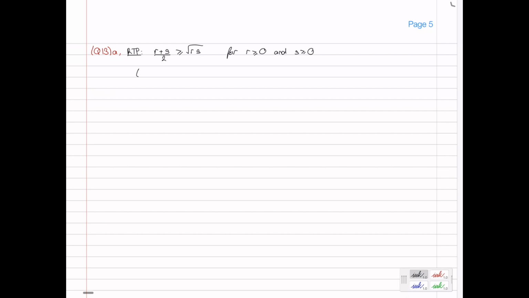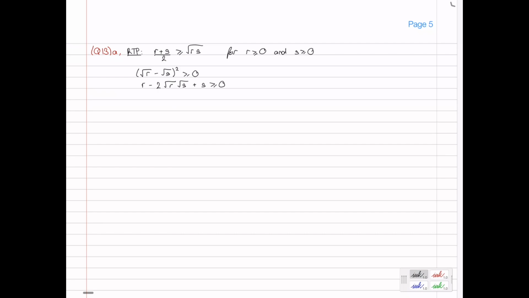So if we consider the square root of r minus the square root of s, all squared, since I'm squaring something, that should always be greater than or equal to 0. So we have that inequality there. Now, if we expand that out, it's going to be the first term squared, which is r, minus 2 times the first term times the second term, so the square root of r times the square root of s, plus the square root of s squared, which is just s, is greater than or equal to 0.